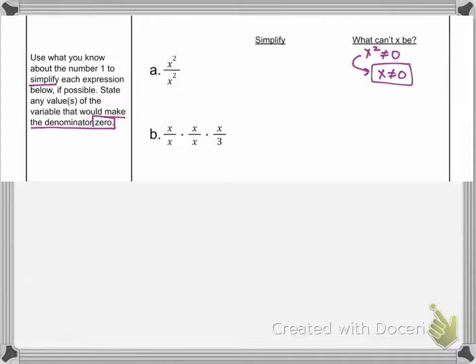Then I'm going to simplify that expression. So x squared over x squared, well, those are the same on the top and the bottom. As you know, anything that's the same on the top and the bottom would equal 1. So I drew a giant 1 around that.